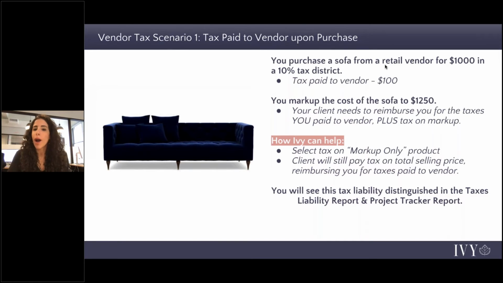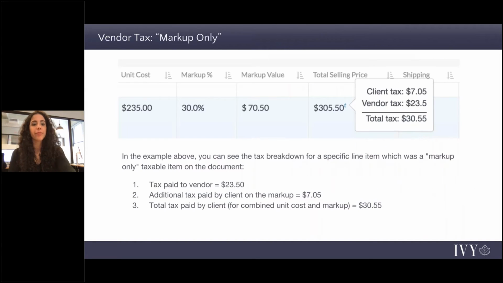So how would you do this? Well, how would you see this is actually the better question. Two different reports will lay this out for you on tax paid to vendor versus tax paid by client. That will be the taxes liability report and the project tracker report. So let me show you what it looks like on Ivy, on the project tracker report.